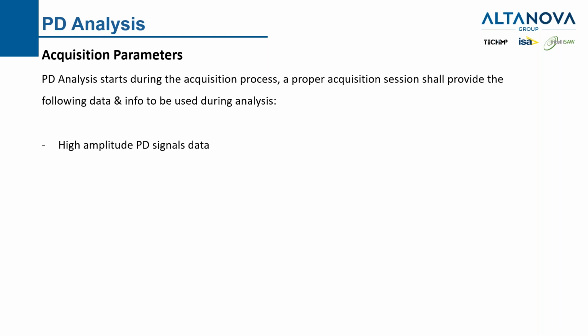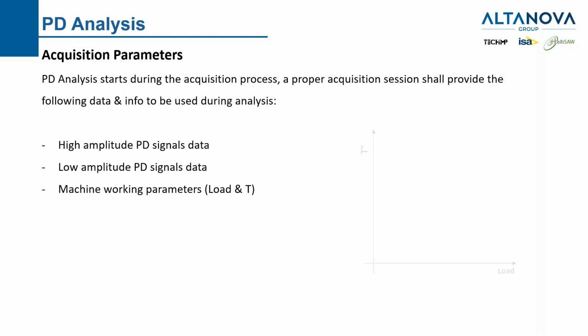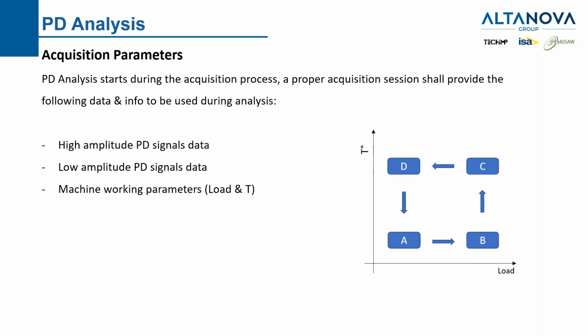We have to keep in mind that a very good data set will give us very quick and high quality analysis of the PD. What we should provide to the analysis is high amplitude PD signals data, lower amplitude PD signals data, and machine working parameters like load and temperature, as suggested by several standards. We can take information about temperature of the generator and load to make an evaluation of which phenomena are going on together with the PRPD pattern identification.